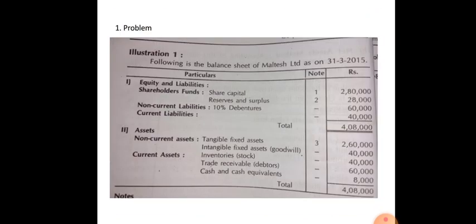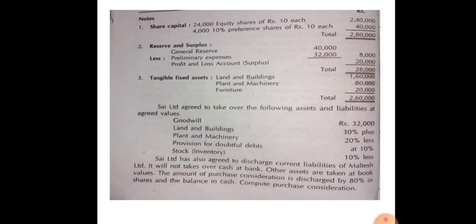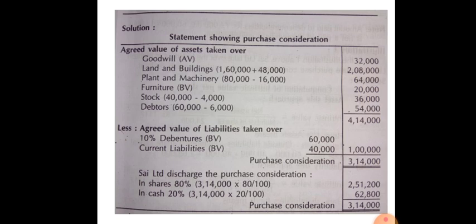So again, see which are the remaining assets. Tangible fixed assets are all over. Goodwill we have taken, stock also taken, debtors also taken, cash and cash equivalents remain. But in the last paragraph it is given in the second sentence that it will not take over cash at bank. So there is no need to take the cash at bank, so don't take it. Next, agreed value of liabilities taken over. First of all, make the total of the assets. The total of the assets is 4,40,000.